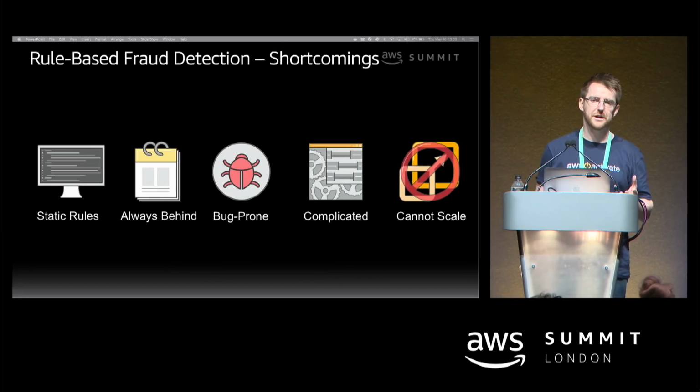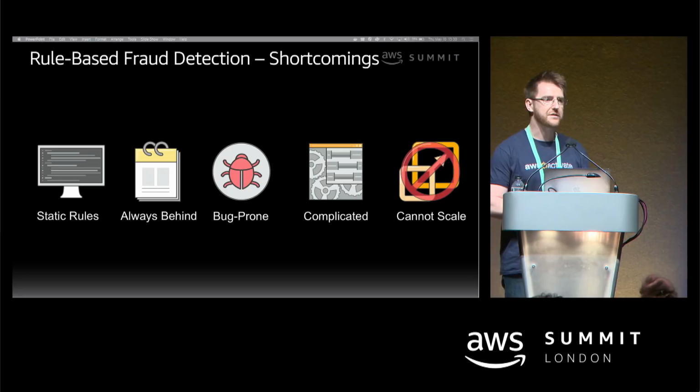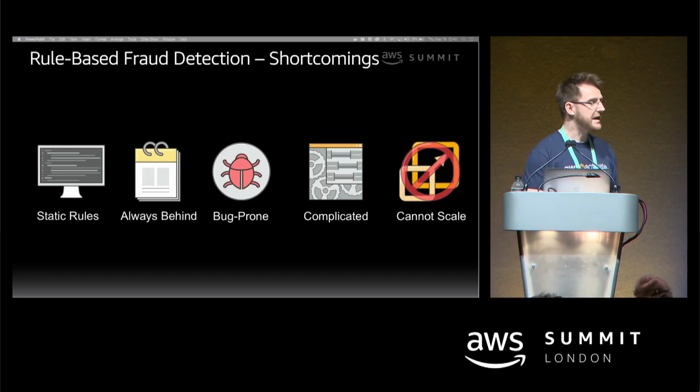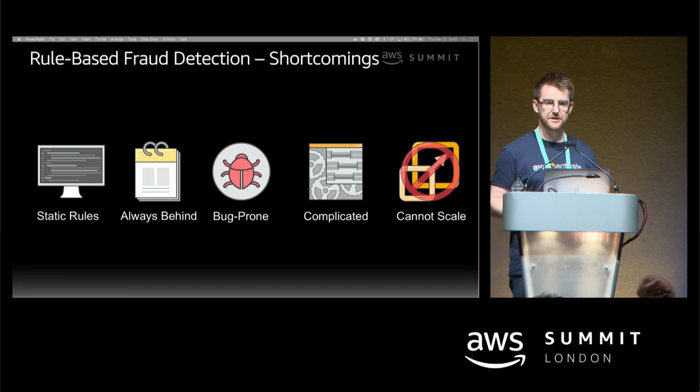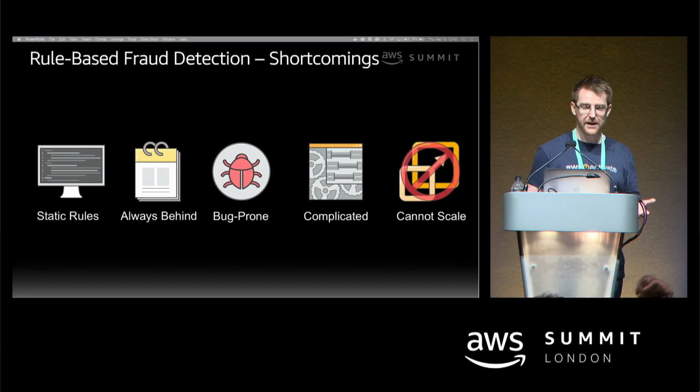Now, there's some shortcomings with that approach. You're using static rule sets, and these static rules become quite out of date quite quickly. So you're always behind. And these static rules might actually be error-prone as well. So the rules that maybe some of your fraud department have set up might not have been translated in the right way by the developers into the production environment. And it becomes very complicated. And you've also got to think about the issues with scalability.